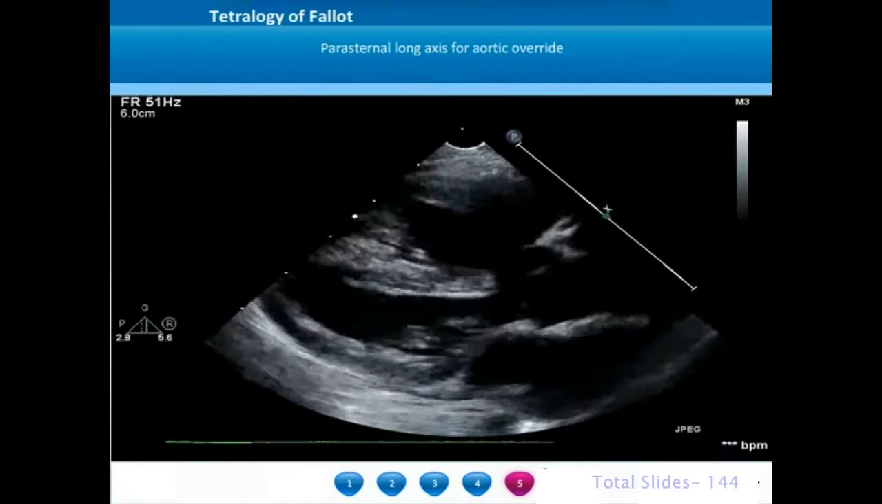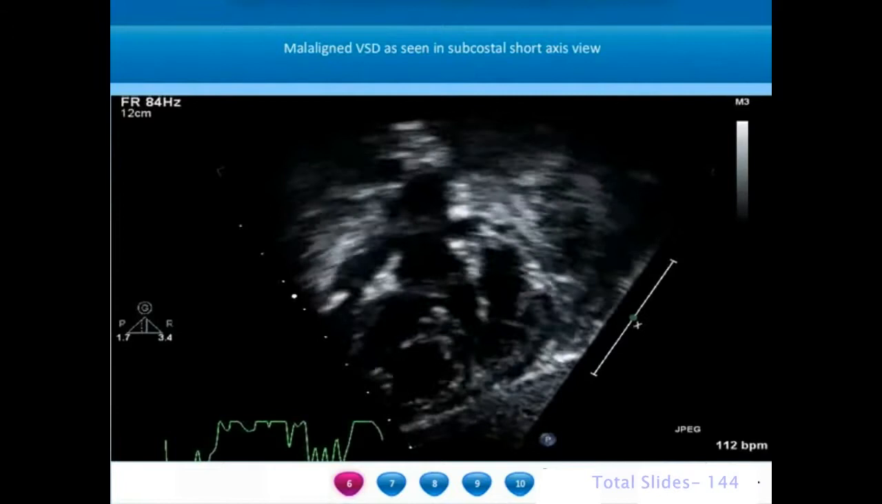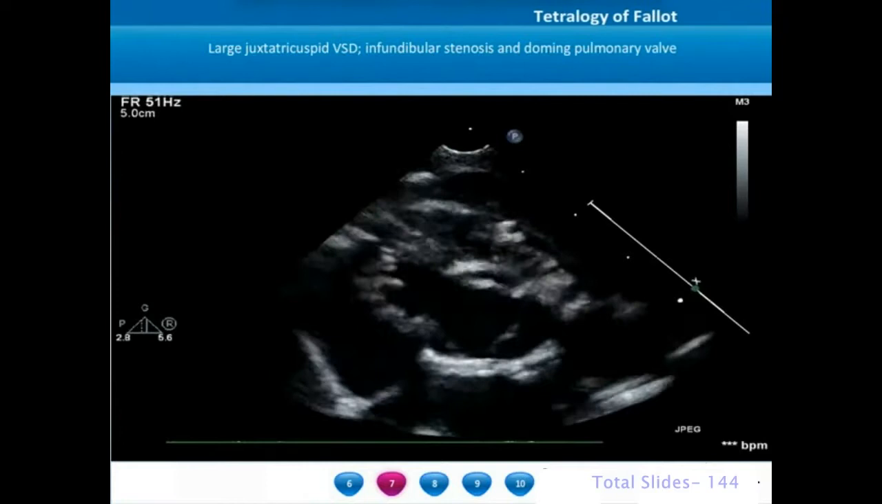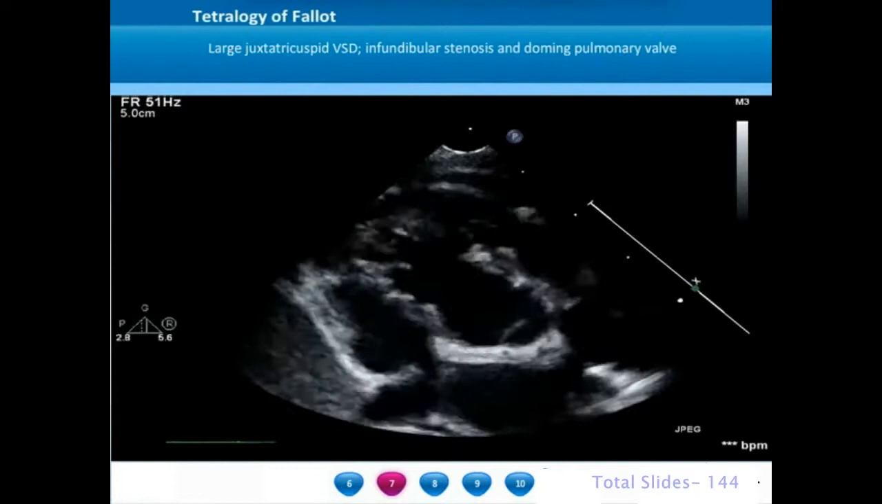On a subxiphoid short axis view, the aortic override is seen very clearly. On a parasternal short axis view, we can appreciate the large juxtatricuspid conotruncal ventricular septal defect, the anterior malalignment of the conal septum, severe infundibular stenosis, and the doming pulmonary valve.